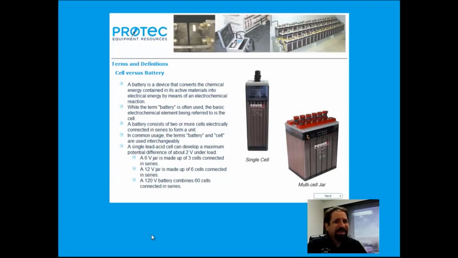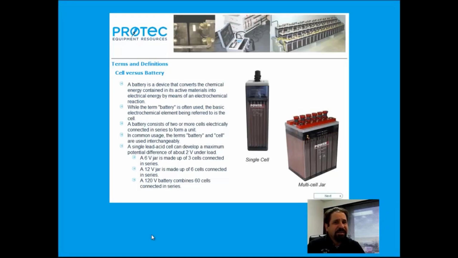A battery is a device that converts the chemical energy contained in its active material into electrical energy by means of an electrochemical reaction. While the term battery is often used, the basic electrochemical element being referred to is the cell. A battery consists of two or more cells electrically connected in series to form a unit. In common usage, the term battery and cell are used interchangeably.